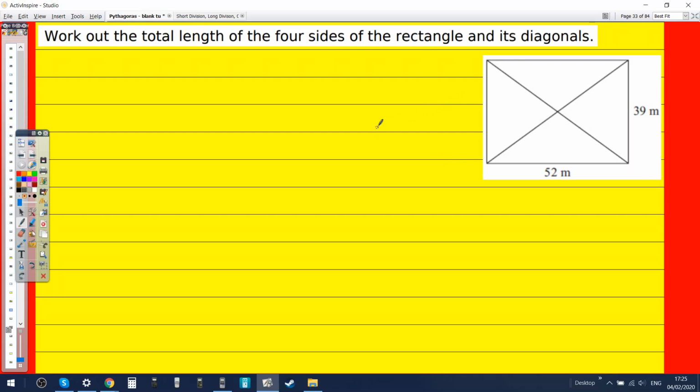So what would be, sorry, go on. It'll be 39 on the one opposite 39. Yeah, so that was 39, and then on the top is 52. So what you can do is 52 add 52, or 52 times 2, and that is 104. And then you can do 39 times 2, which is 78. And then you do 104 add 78, which is 182.